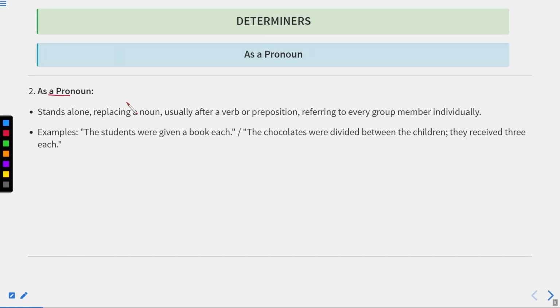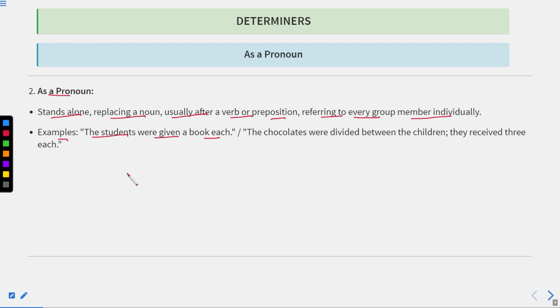As a pronoun. When it is used as a pronoun, this word each replaces a noun, because the function of a pronoun is to replace a noun. So it stands alone, replacing a noun, usually after a verb or preposition, referring to every group member individually. Examples: the students were given a book each. The students were given a book each.